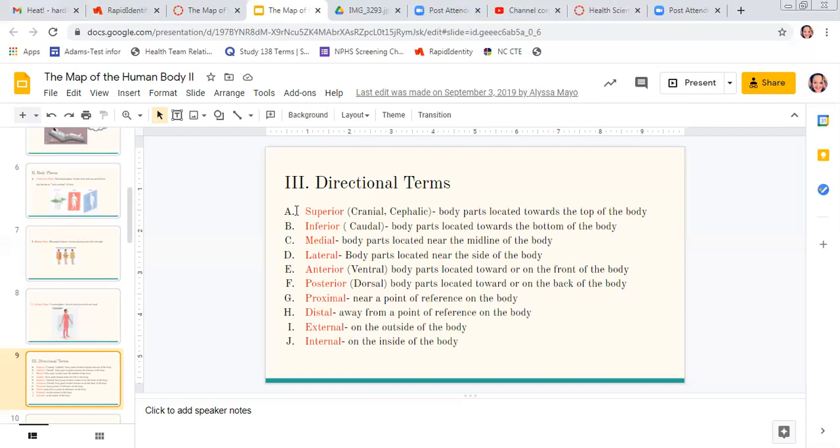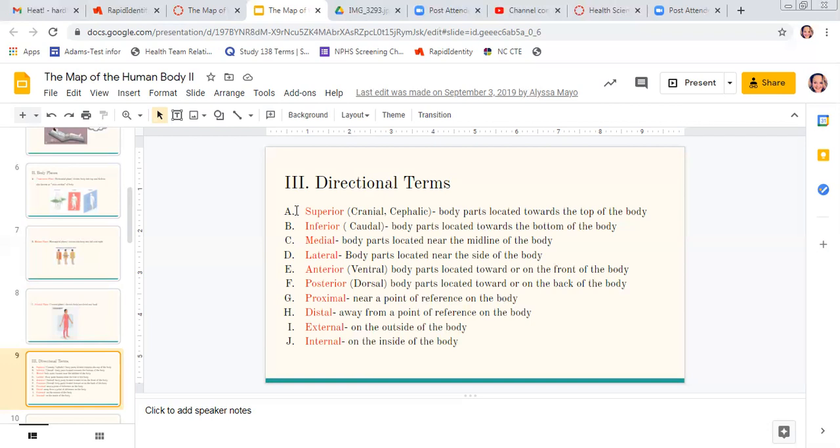But if I gave you an example like, which of the following is most proximal to the shoulder? And I say your elbow or your fingers. Well, proximal means the nearest to the point of reference. So you should choose elbow, because your elbow is closer to that point of reference, which was your shoulder. And the opposite of that, which is the most distal from your shoulder: elbow or fingers, you would choose fingers because that's the most distance away.